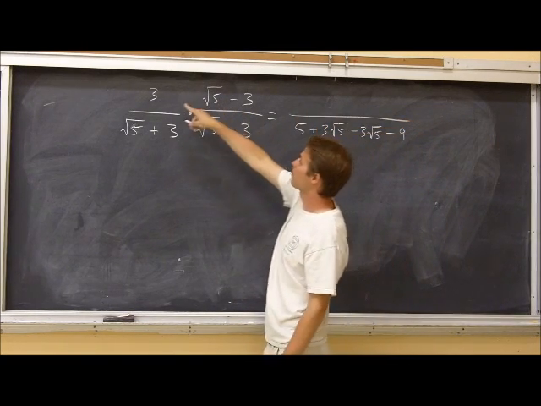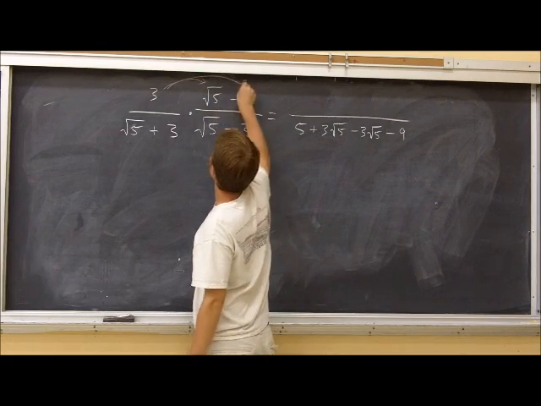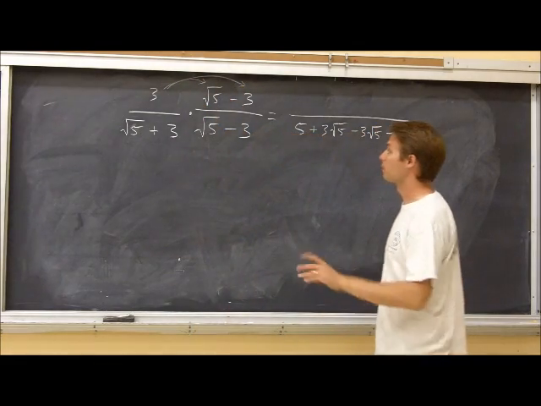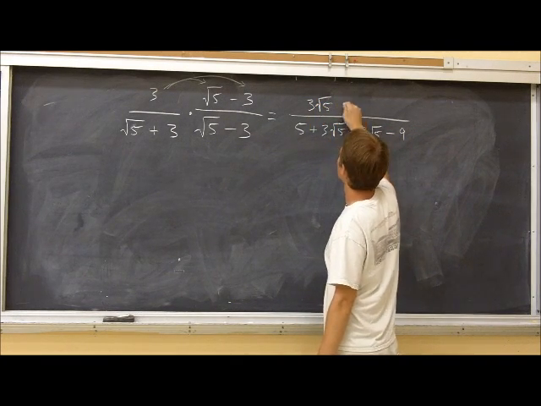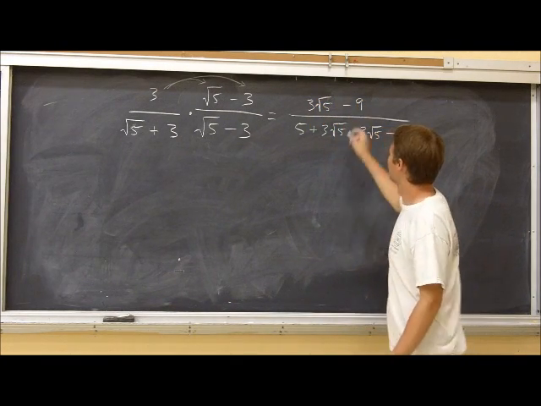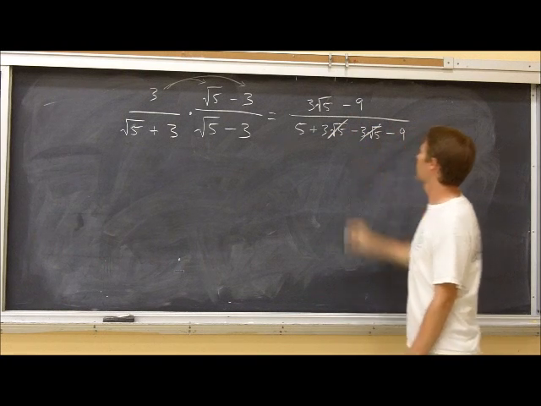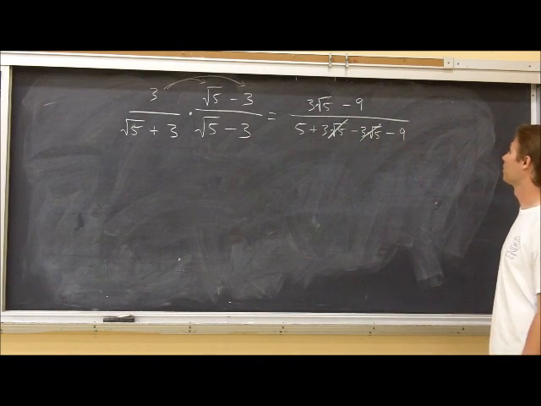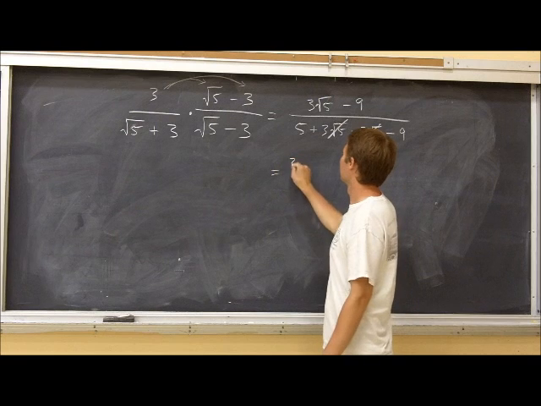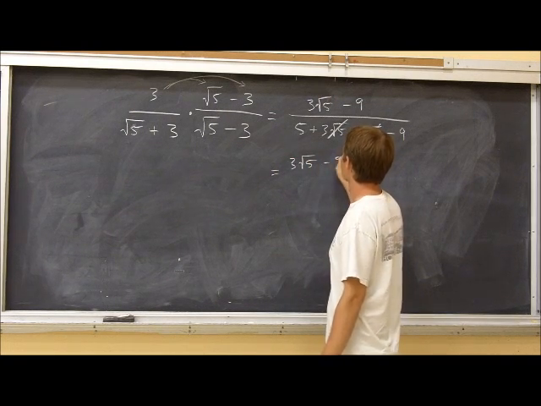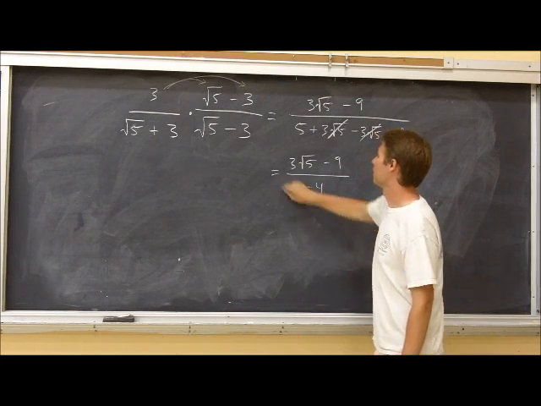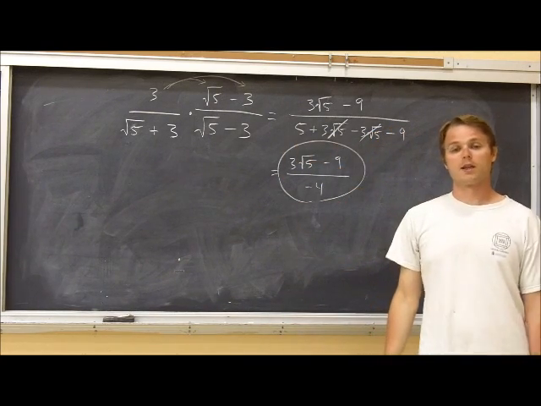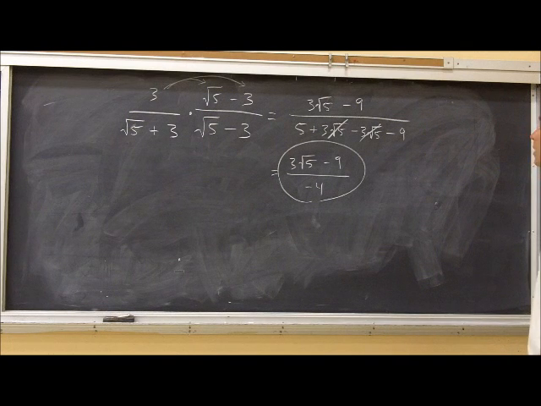And then up here in the top, I have to distribute this to both parts of the expression, so be careful that you distribute out. And I'll end up getting 3 times the square root of 5 minus 9. And then here in the bottom, this plus 3 square root of 5 and the minus 3 square root of 5 will go away. And I'll end up getting 3 square root of 5 minus 9 over 5 minus 9, which is negative 4. And this would be an example of a rationalized denominator because it does not have any radicals in the denominator.